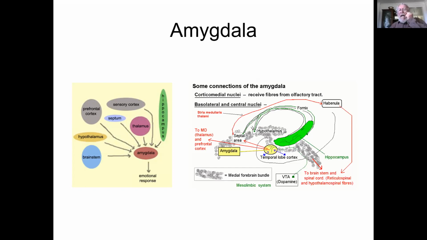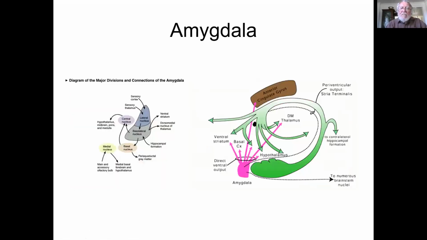And then what you can see in the amygdala, the basolateral and central nuclei, which are here, are getting information from the temporal lobe, from the hypothalamus, then the dorsal limbic system, the habenula, where we talked about the fasciculus retroflexus. So we see all of these. So here are the major diagrams and connections of the amygdala.